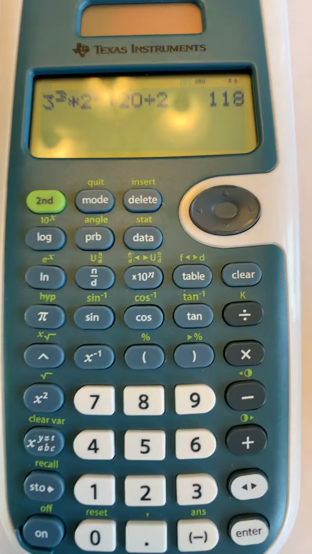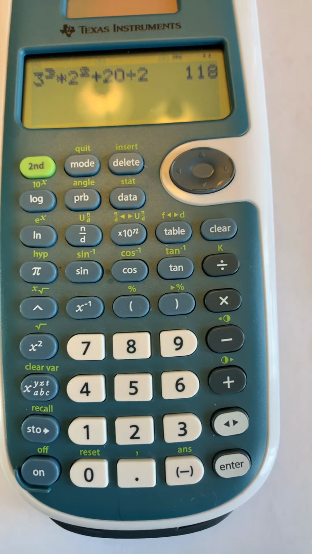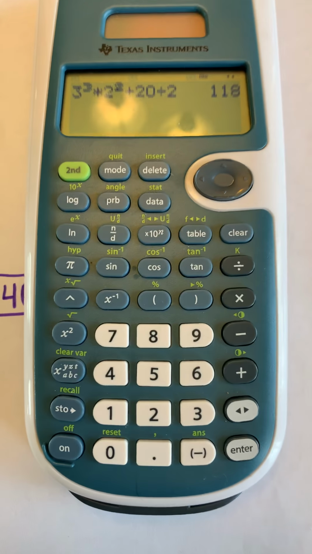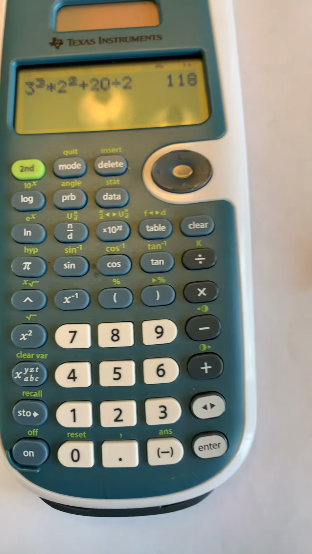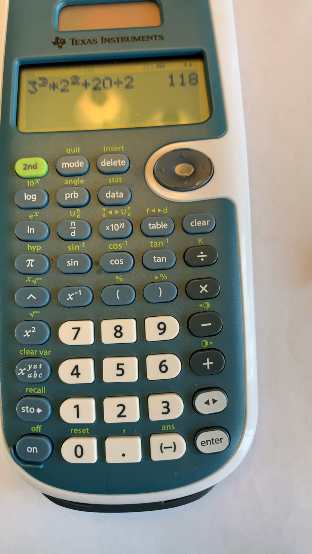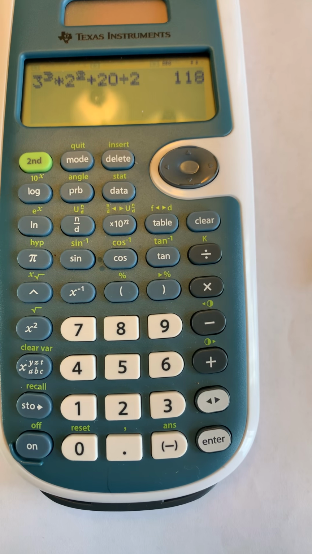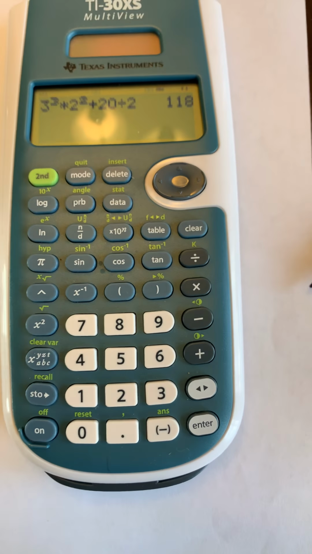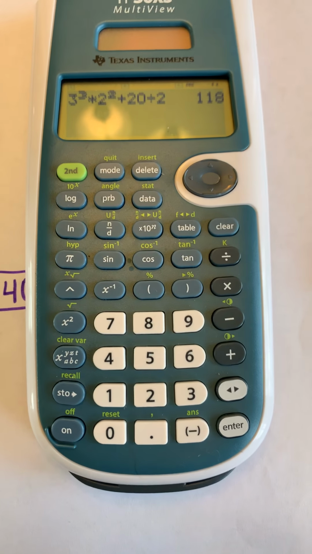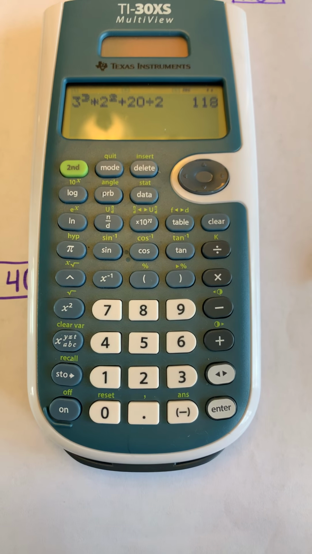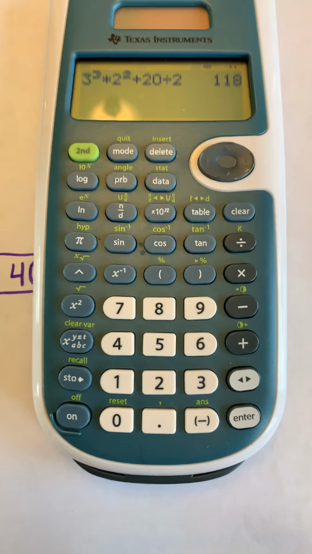So again, you're going to have 2 assignments that are going to be due Sunday by midnight. They're going to be just more exponents, more order of operations. If you guys have any questions, just shoot me an email, and I will get back to you as soon as I see it.